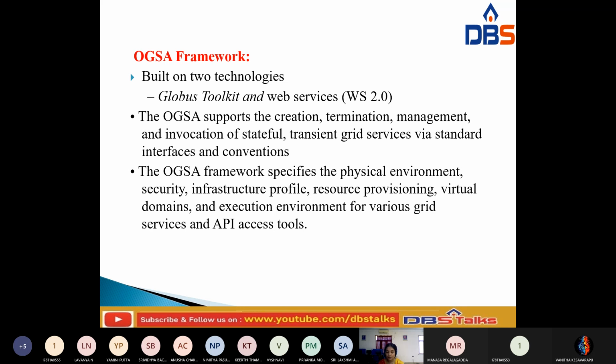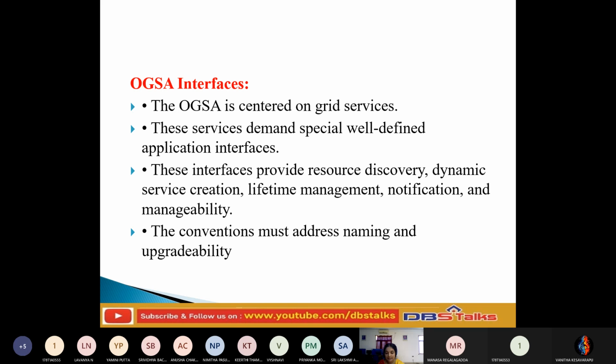Next, in OGSA we have the OGSA interface. What is the use of the OGSA interface? OGSA is centered on grid services. In grid services we have the cloud and grid. OGSA is located in the center of the grid services. These services demand special, well-defined application interfaces. These interfaces provide resource discovery, dynamic service creation, lifetime management, notifications, and manageability. So these are the different resources that will be interacted with by using the OGSA interfaces.